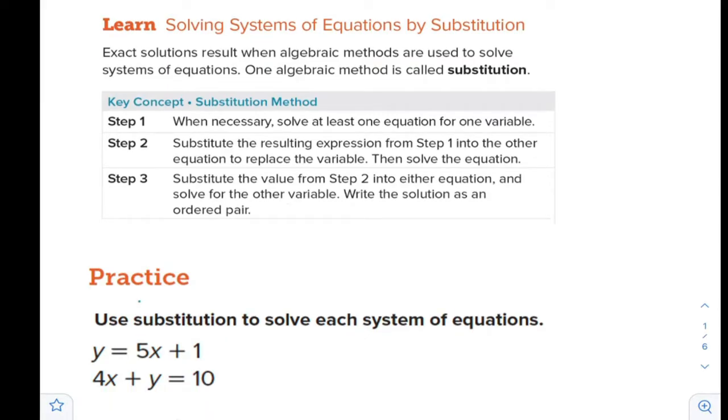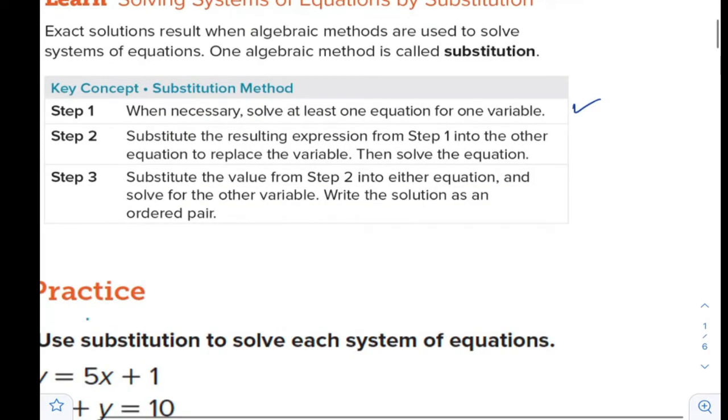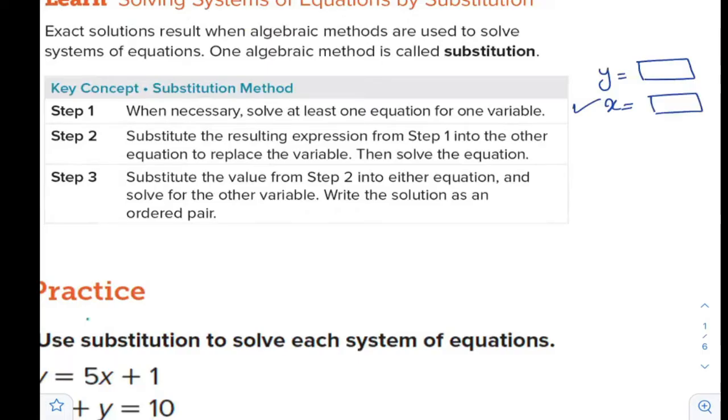Step 1, when necessary, solve at least one equation for one of the variables. Make sure that one of the equations is in this form: y equals an expression or x equals an expression. Sometimes it might be ready for you, already there in the equation. Sometimes you need to solve for one of the variables.